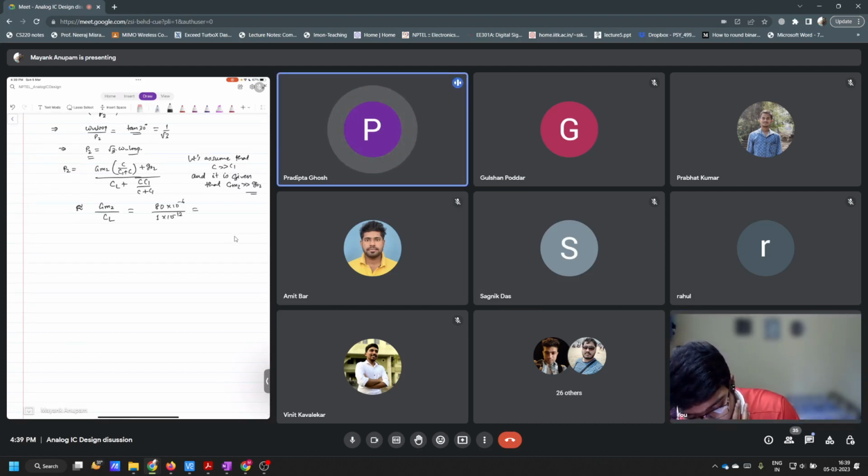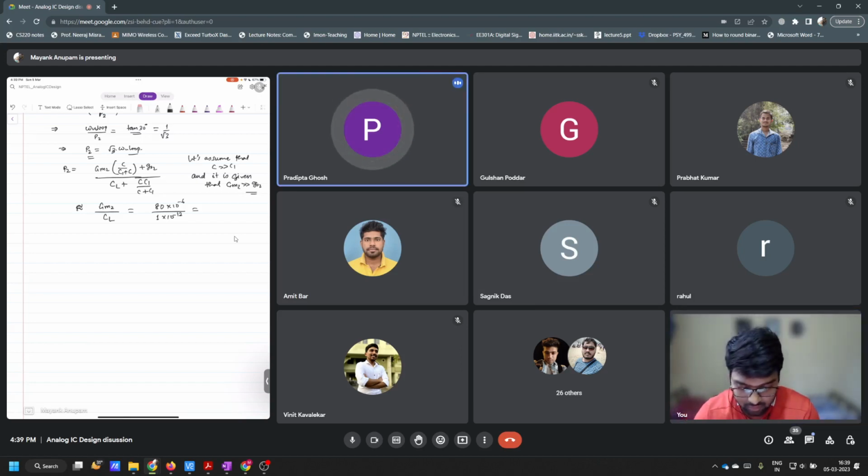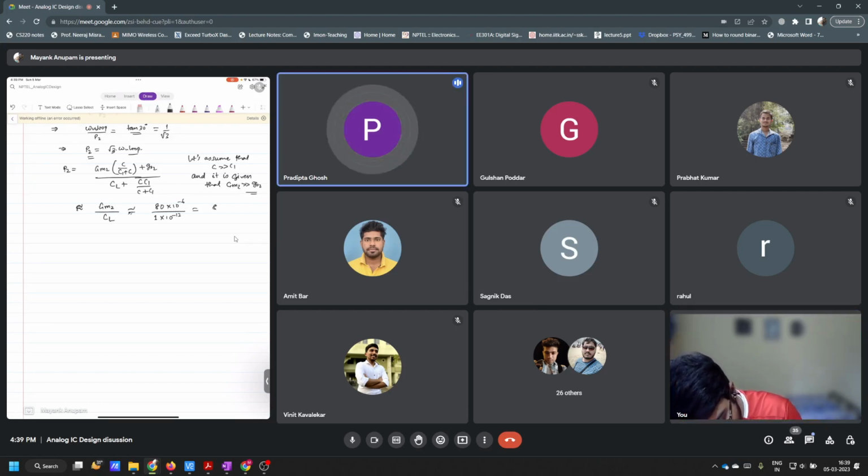GM2 is given, and CL is given now, right? CL should be 1040. Yeah, correct. But it doesn't matter. I mean, 1.04 and 1 are approximately close, so let's call it 1 only. No need to take that into account. Okay, so this will be nearly 80 megahertz. Correct.